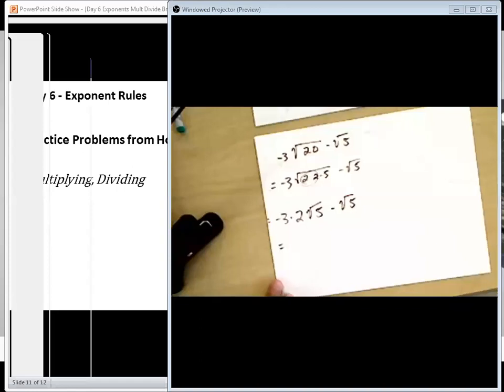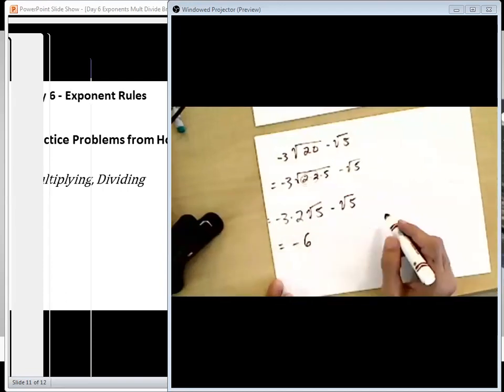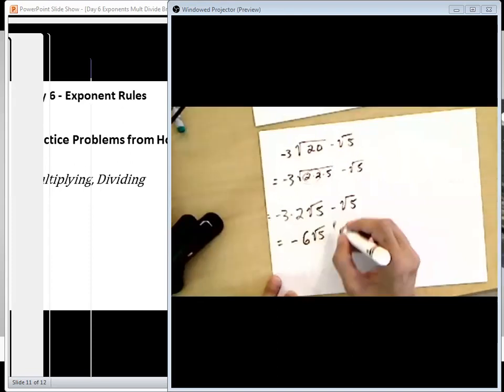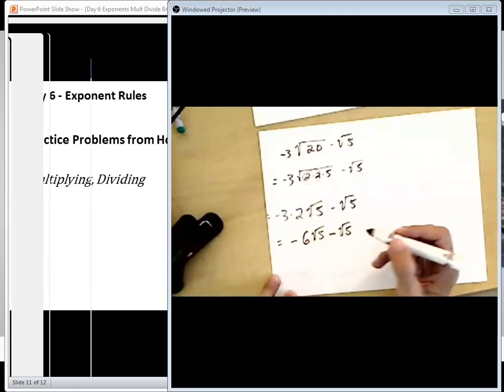Zoom class beat you. Class said -6 and they're right. Multiply those together. √5 there. This counts as a subtraction. It's 5.